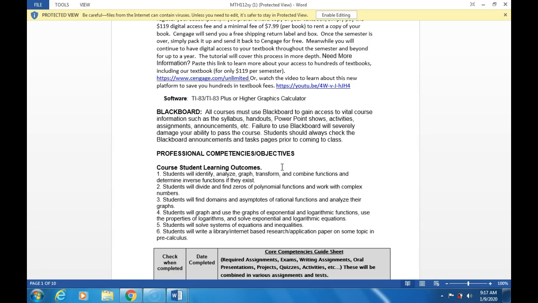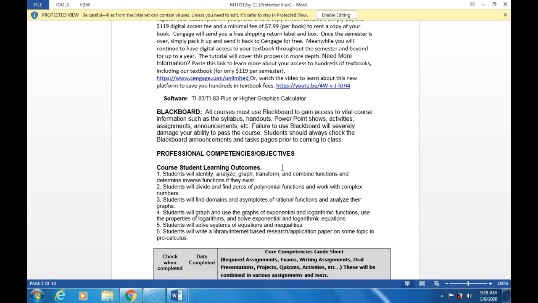Students will graph and use the graphs of exponential and logarithmic functions, use the properties of logarithms, and solve exponential and logarithmic equations. That's chapter 3, exponential and logarithmic functions. And we'll do 3.1 through 3.4. We don't do the modeling. Now, most of the time when I teach this course, that's as far as I get. We'll try to solve systems of equations and inequalities, but hopefully you had that in Math 100 or in high school or somewhere in the past. So that's just, to me, more of a review.